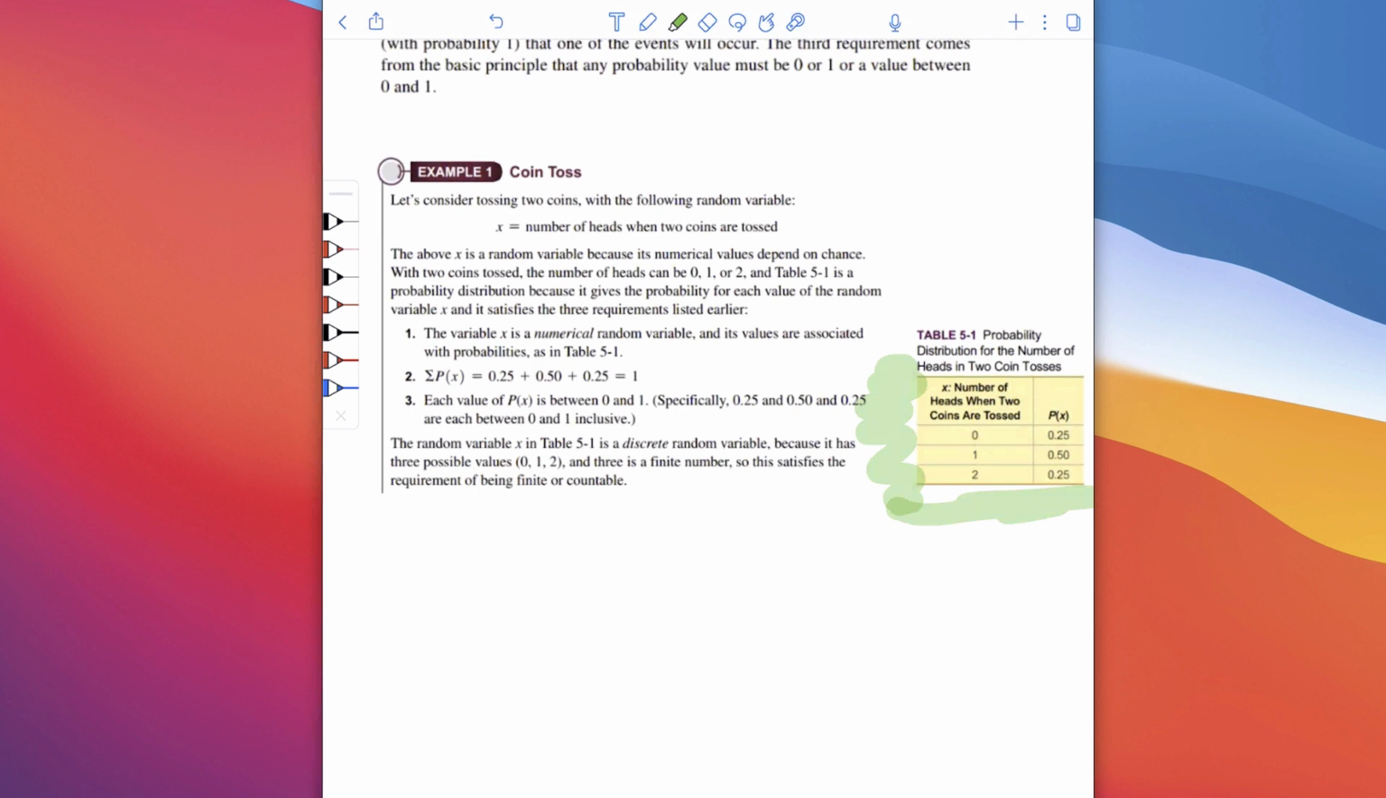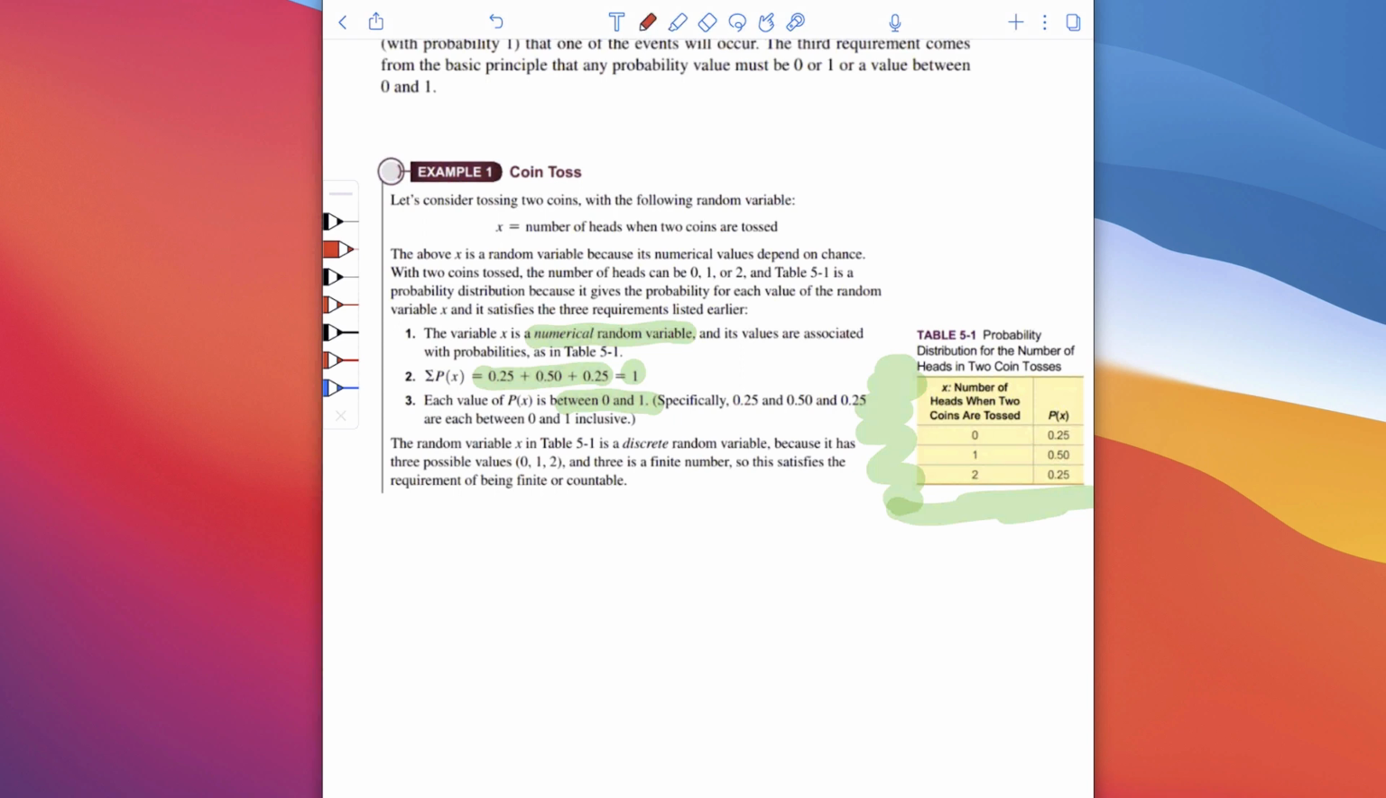And it's a probability distribution. It gives a probability for each value of the random variable x and satisfies the three requirements as listed earlier. Variable x is numerical, associated with probabilities. The probabilities all add up to 1. Each of the probabilities is between 0 and 1. Specifically 0.25, 0.5, and 0.25.